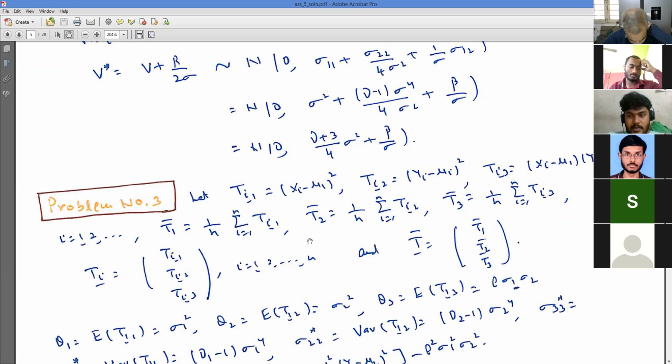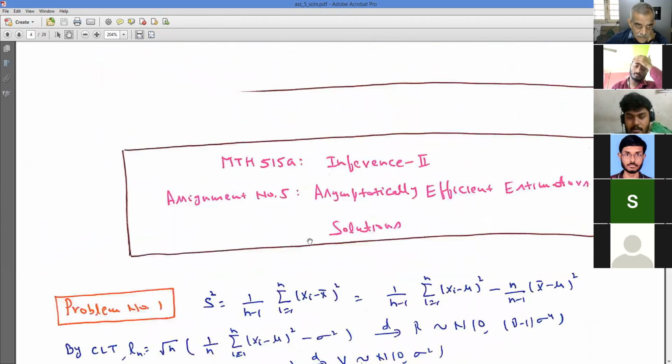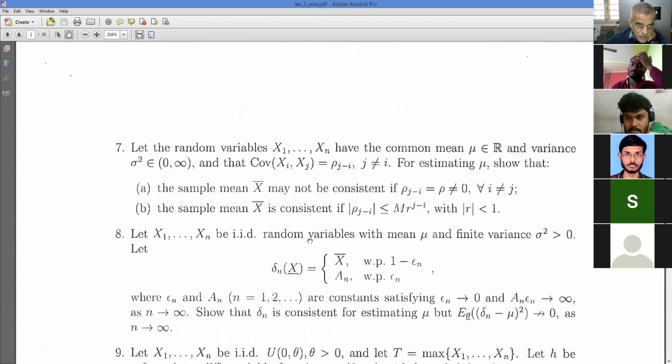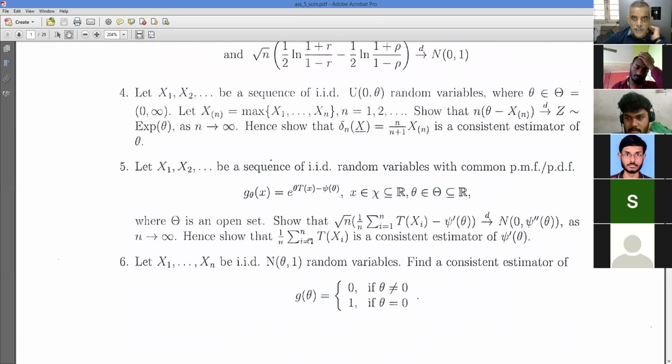Any other doubt anybody has? Sir, in problem number 4, I did the first part, and that is okay. Then after that, when I have to show that n by n plus 1 times x order n is a consistent estimator, should I use the previous result?